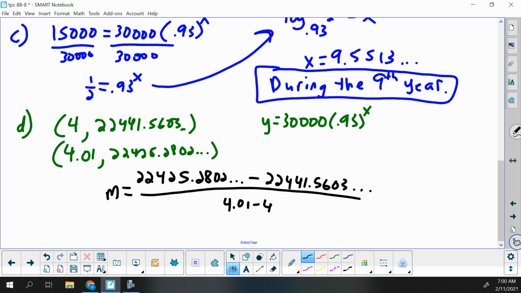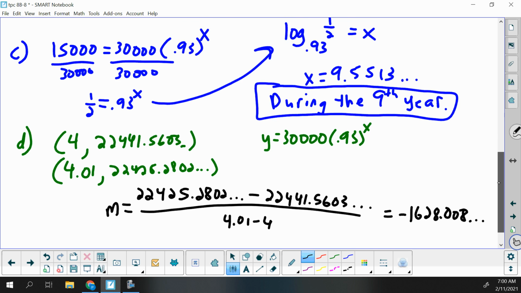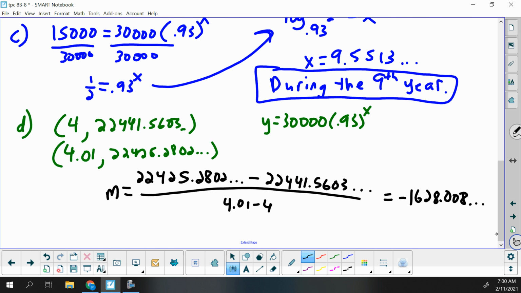So if we punch that in our calculators, we should get negative 1628.008 and some other stuff. This one didn't tell us where to round, so we'll just leave it like that for now. Now let's first think about if a negative makes sense. Well, we were depreciating, so the value is going down, so a negative does make sense. And then we need units. It's always our y units per our x units. Well, our y units was the value, which was in dollars. Our x units was in years. So this is going to be dollars per year.